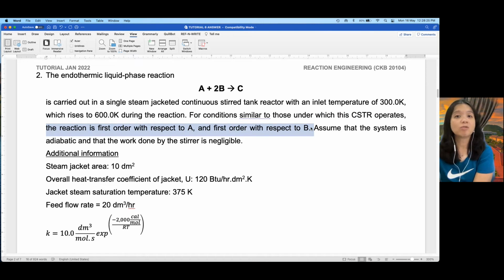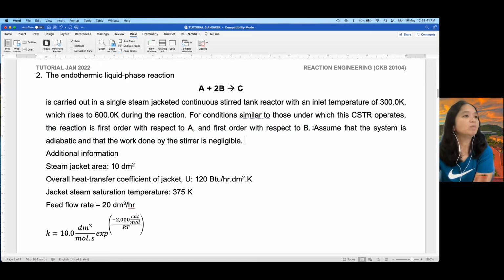So they give us the rate law. The rate law says this is non-elementary. So the rate law, minus rA equals kCACB. Why kCACB? Because it is first order with respect to A and first order with respect to B.